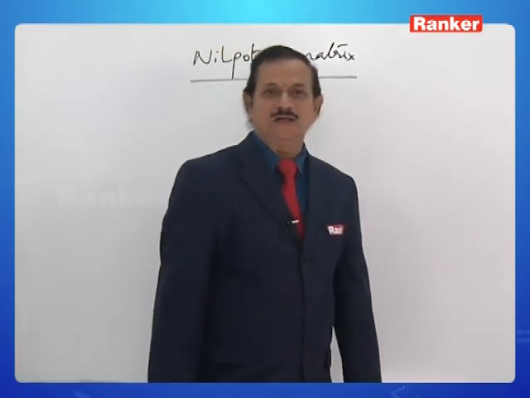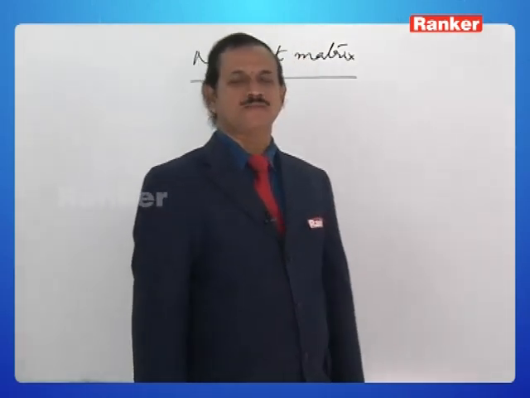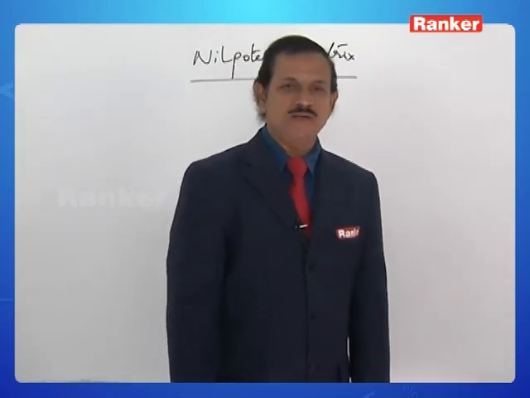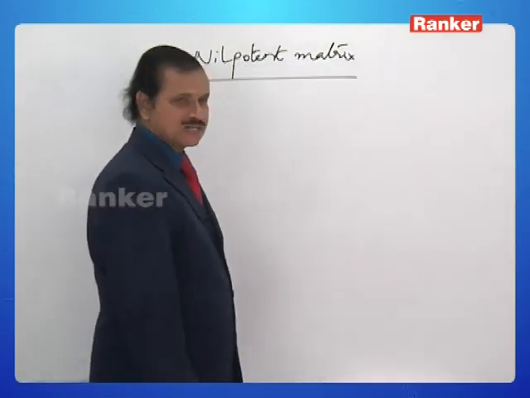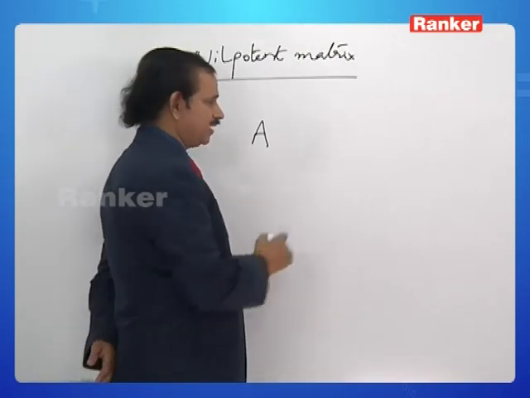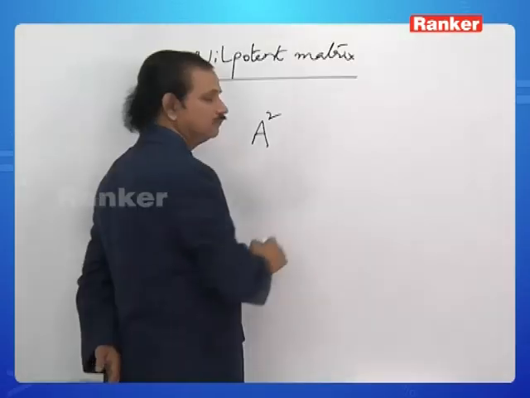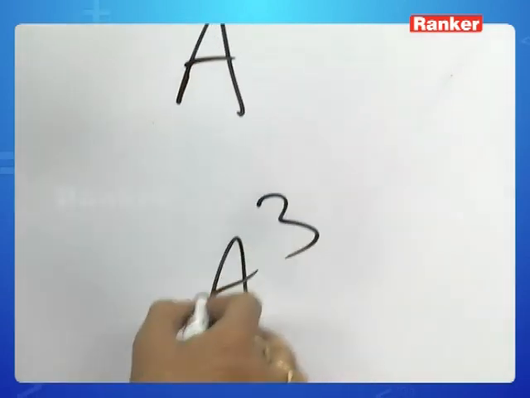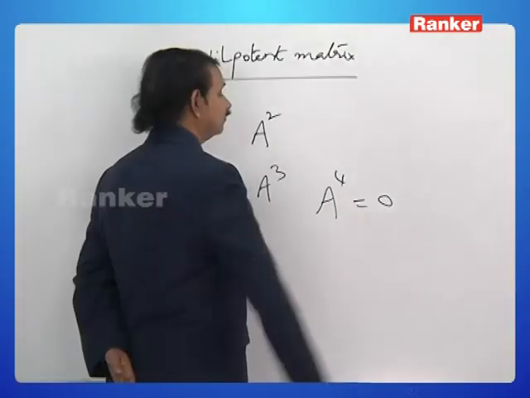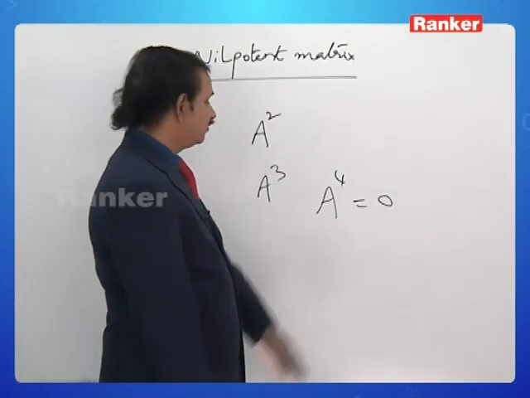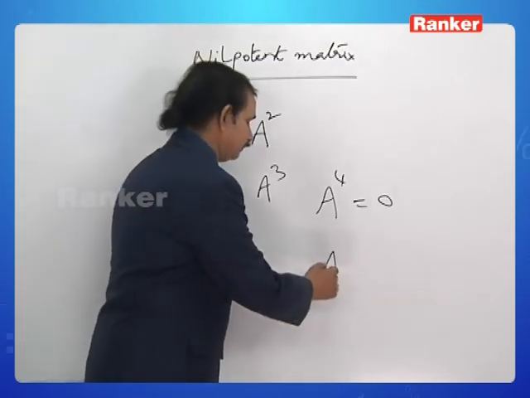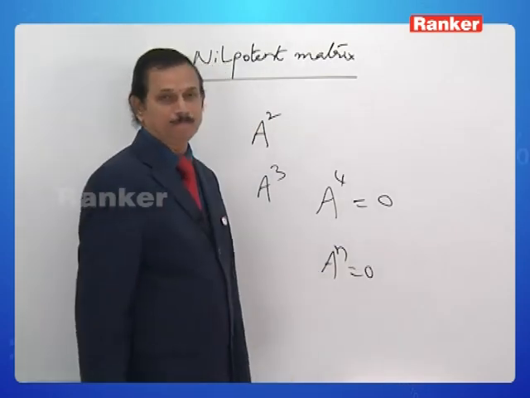A beautiful and useful concept among matrices is nilpotency of matrices. What do you mean by a nilpotent matrix? There are some square matrices such that, suppose A is a square matrix, you find A square and then A cube and then A power 4. You may be getting 0 at A power 4. If A power 4 is 0, A power 5 is 0, A power 6 is 0, A power 7 is 0, A power n is 0.